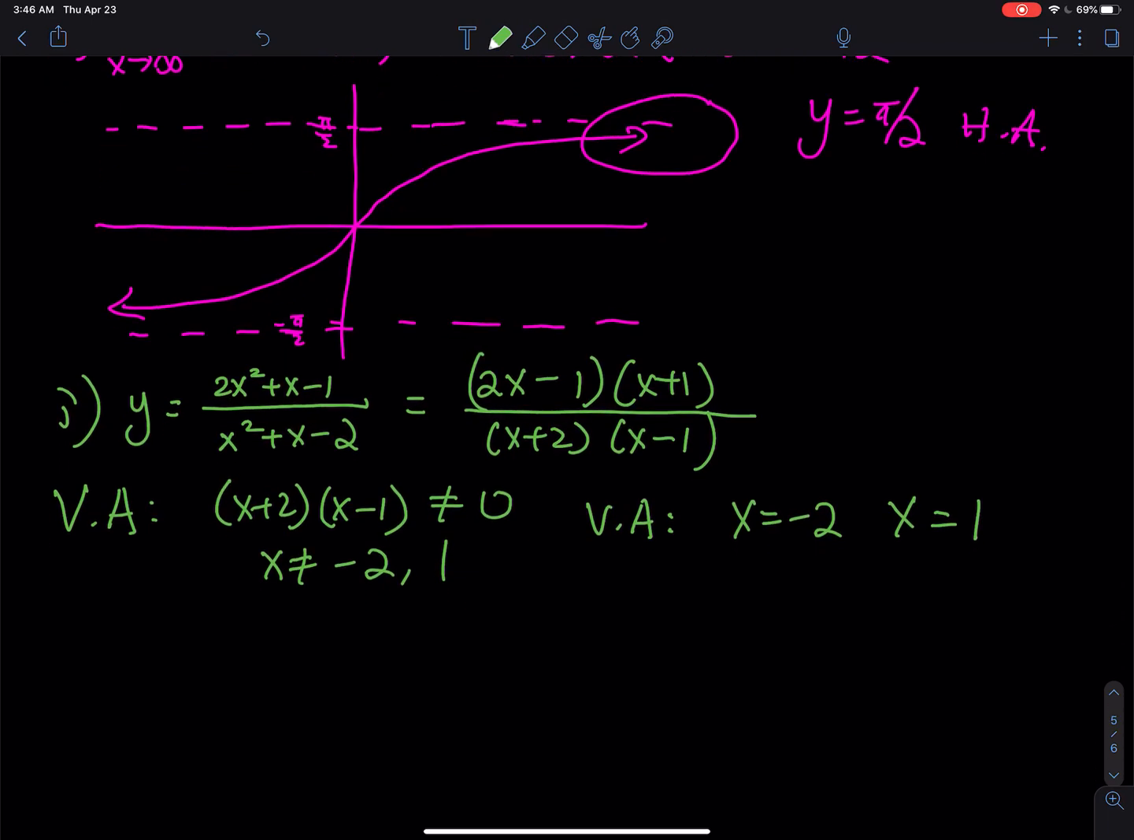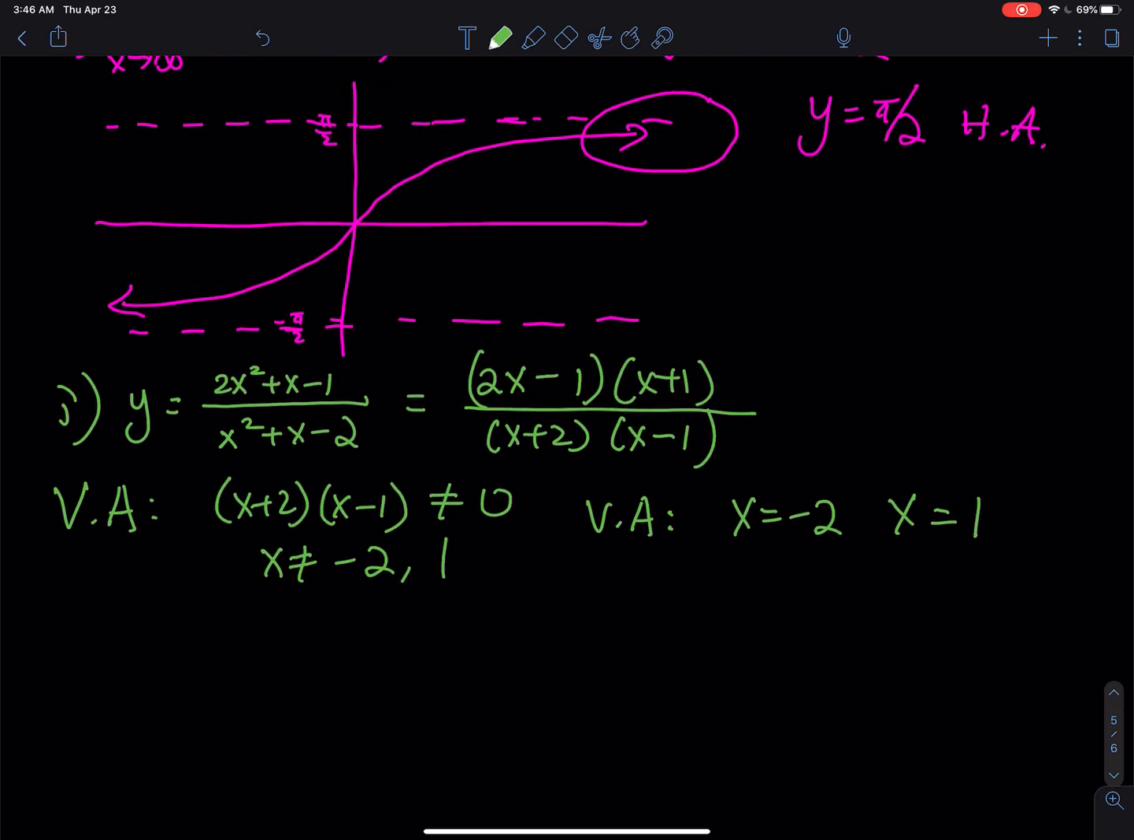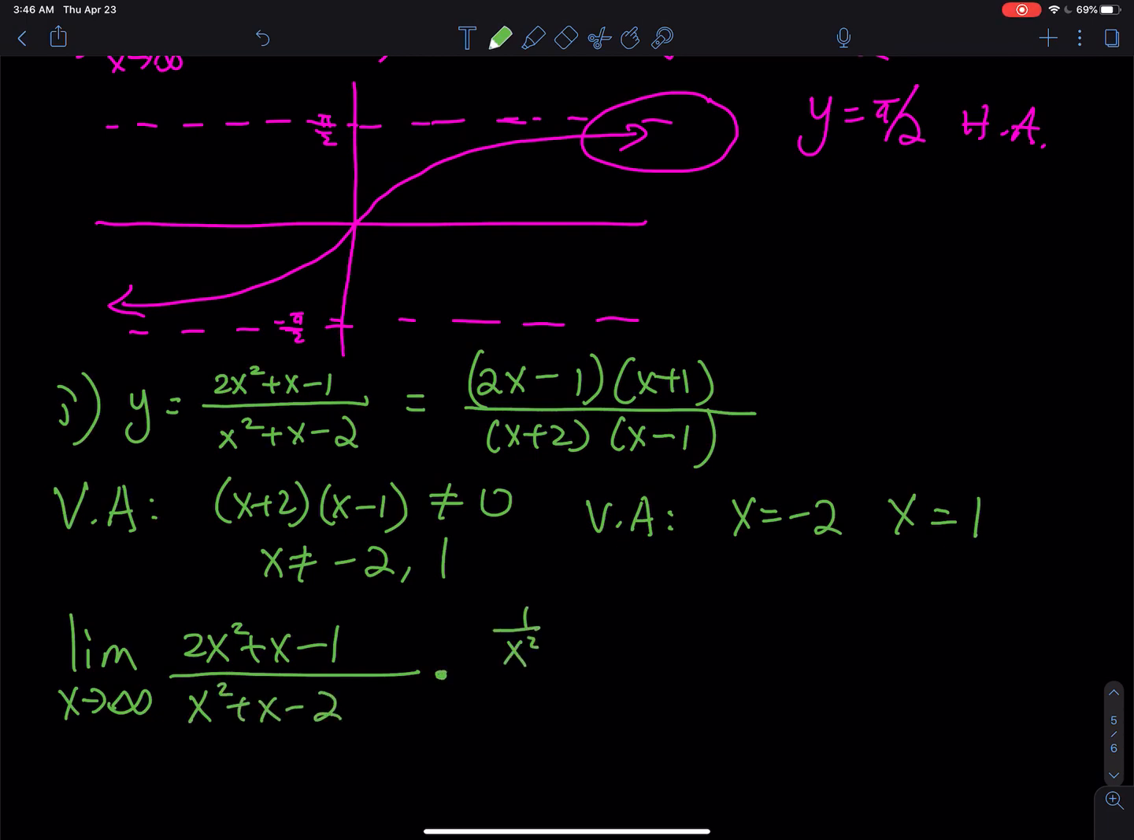What about the horizontal asymptote? For the horizontal asymptote, we don't take the factor form. I prefer to take what is given. So we have 2x squared plus x minus 1 divided by x squared plus x minus 2. So I will just multiply the top and bottom by 1 over x squared. So that means we only need to consider this.